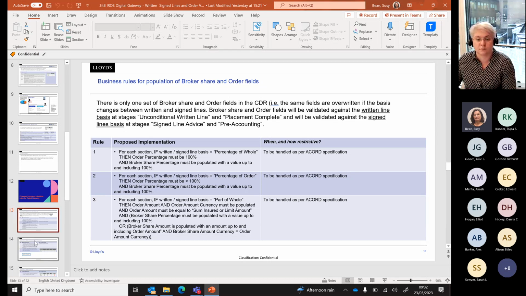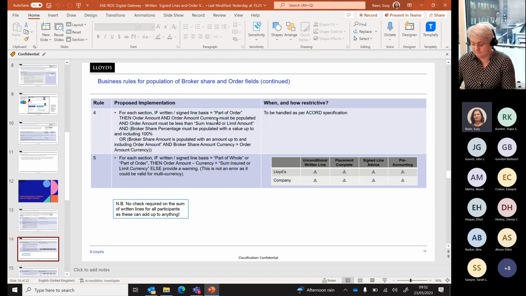And then for part of order, which I understand is rarely used, if at all, the order amount currency must be populated. The order amount must be less than the sum insured or limit amount. The broker share percentage must be populated with a value up to and including 100%, or the broker share amount is populated with an amount up to and including the order amount, and the broker share amount currency equals the order amount currency. Hopefully those all make sense to you.